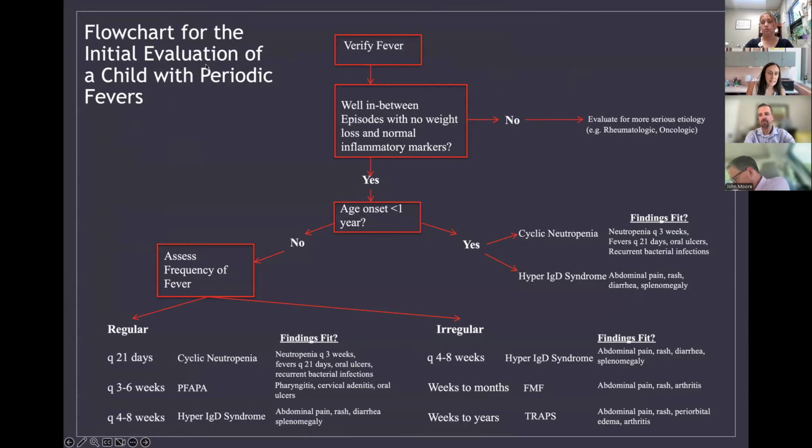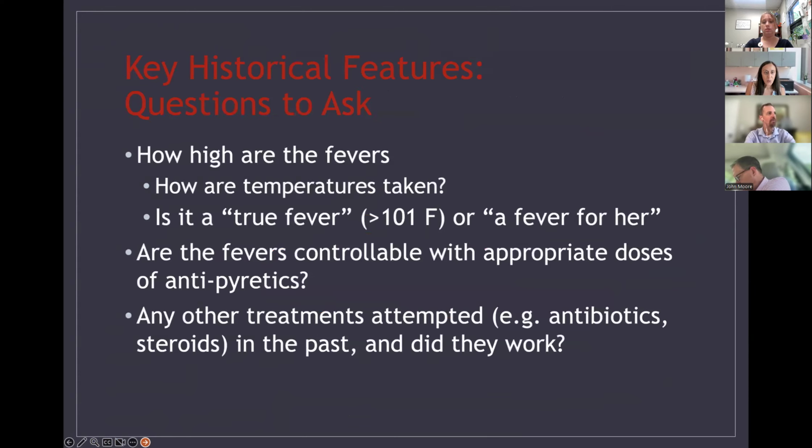When I look at a kid who has recurrent fevers, the first step, which sounds pretty basic, is to verify that it is in fact a fever. So, up here at the top: are these really fevers? You'd be surprised. Patients will tell me, I don't actually take their temperature, I just feel their forehead, and if they feel hot, I call it a fever. Or, it's a fever for her, she normally runs 97, and so 98 is a fever for her. Everyone's laughing. We've all heard that before.